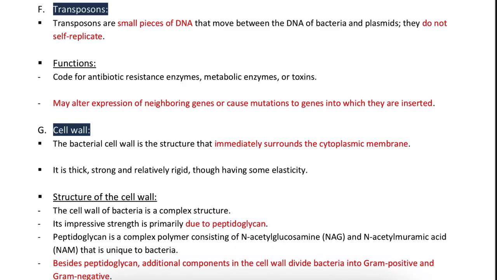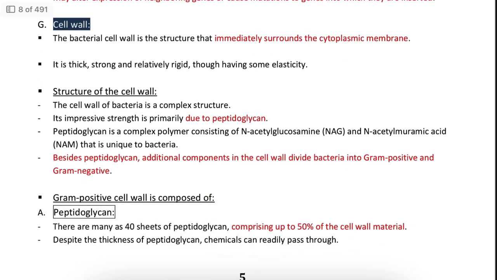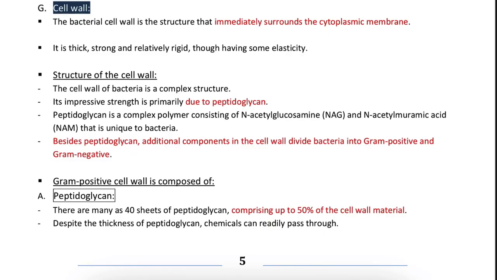For example, you can say like vancomycin-resistant Enterococcus. This bacteria will be resistant, so we can use combination antibiotic drugs. Next one, cell wall. The cell wall is also known as the bacterial armor.